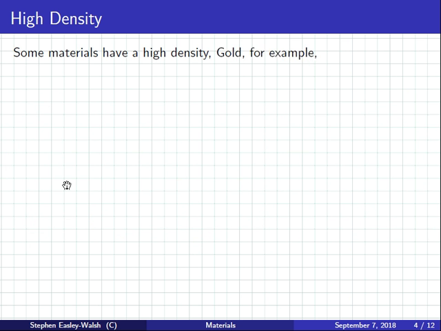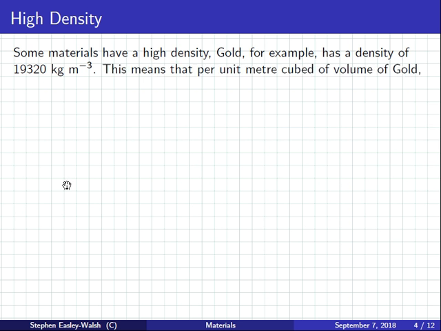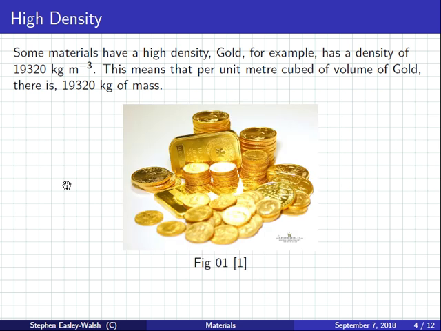What else? Gold. Gold and silver are quite high densities. So gold, for example, does anyone know its density? How much it is? It's quite large. It's 19,320 kilograms per meter cubed. So this means per meter cubed of gold, there is 19,320 kilograms of gold in a meter cubed.